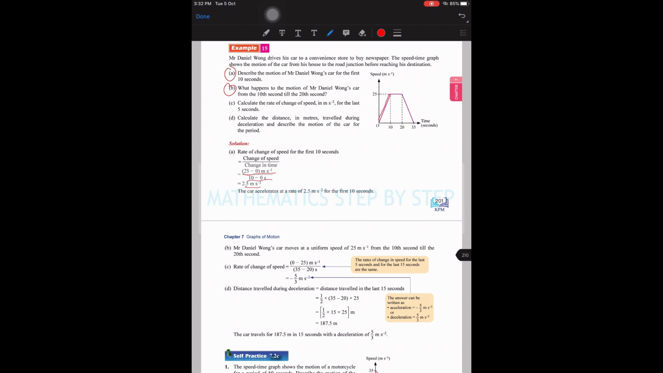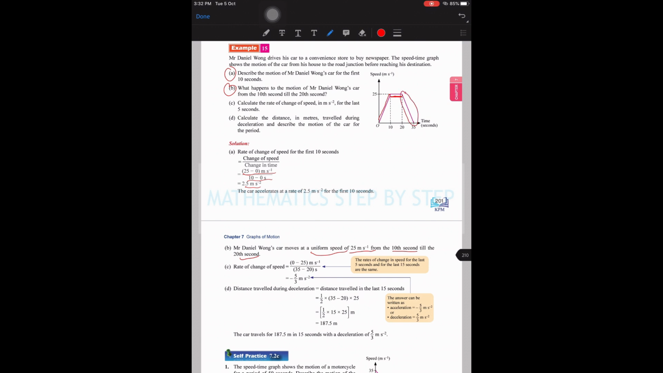Then part B, what happens to the motion of Mr. Daniel Wong's car from the 10th second till the 20th second? So here, zero gradient. So it means the car is moving at a uniform speed of 25 meters per second from the 10th second till the 20th second. Then part C, calculate the rate of change of speed in meters per second for the last 5 seconds, meaning here.